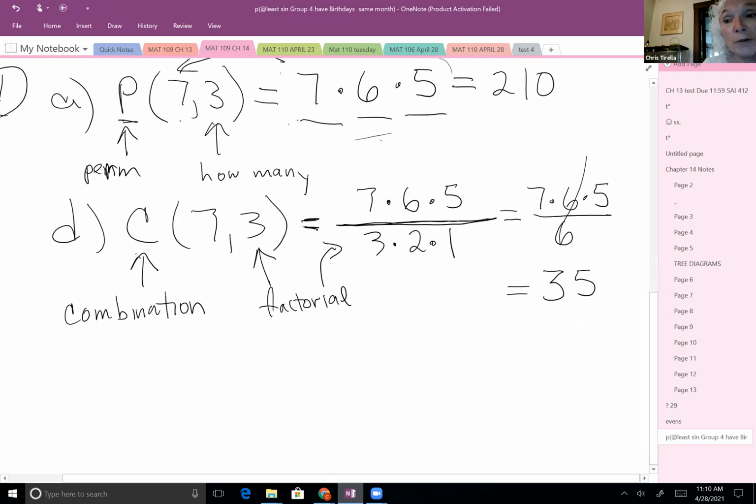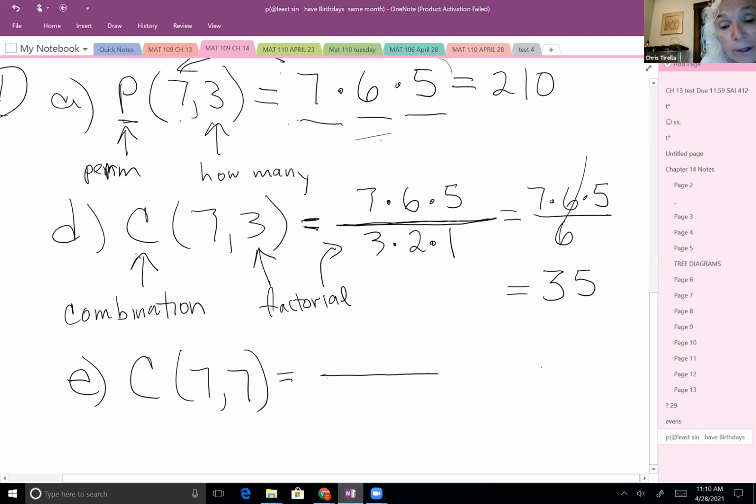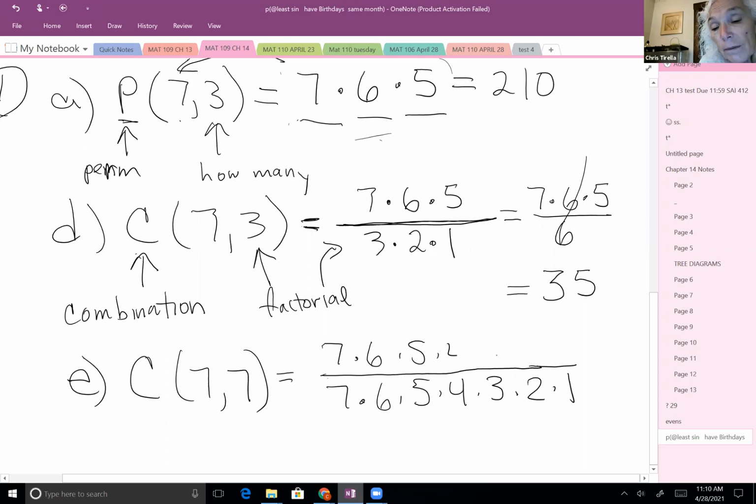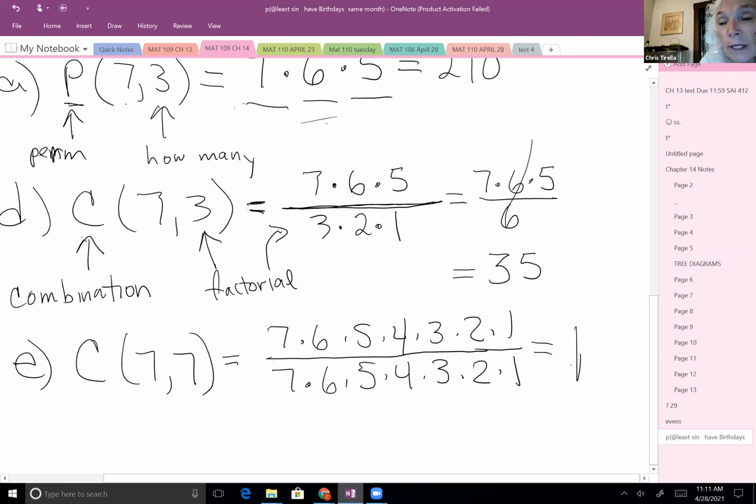Did you want to try one more? Number E, C(7, 7), combinations of 7 things. Denominator is going to be that 7 factorial. Numerator always has the same number of factors as the denominator, starting with 7. Hey, wait a minute. Because they're both 7, both the numerator and denominator are the same. So that's just 1. Okay?